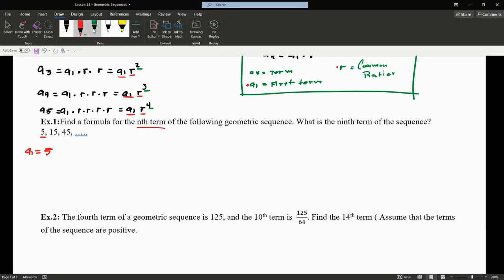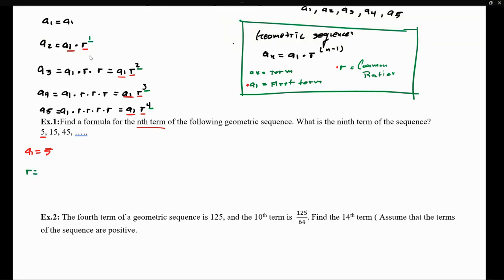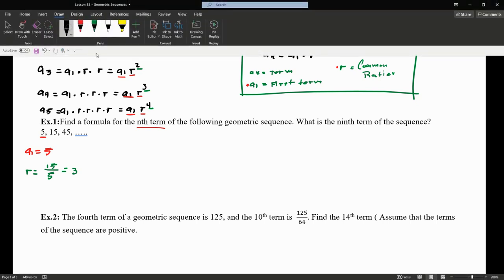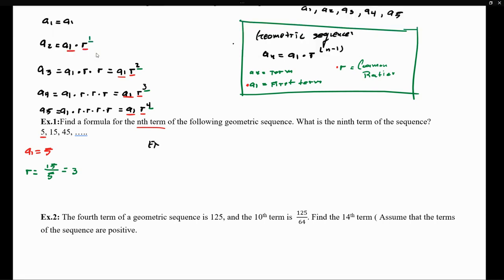So how can we find the common ratio? Well, the common ratio, we can always get by taking one term and dividing it by the previous one, which in this case is going to be 3. So now that we have the first term and the common ratio, I know that the explicit formula looks like this: a_n equals a_1 times r^(n-1).